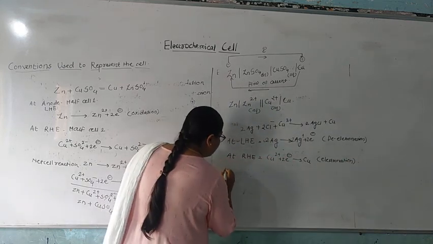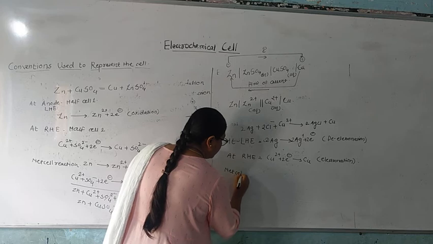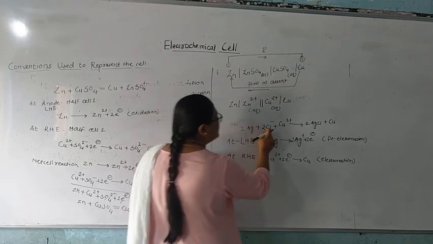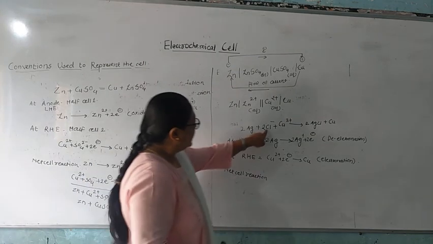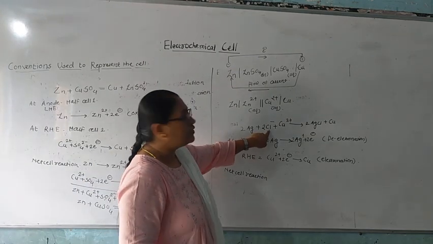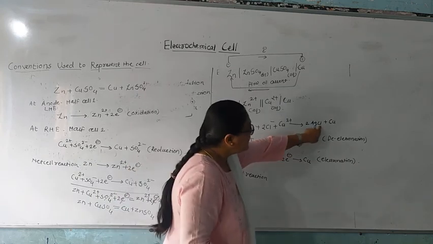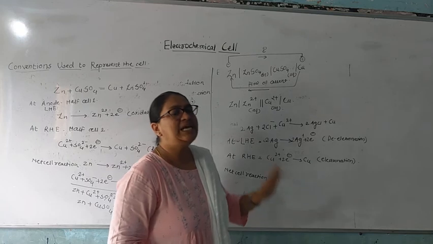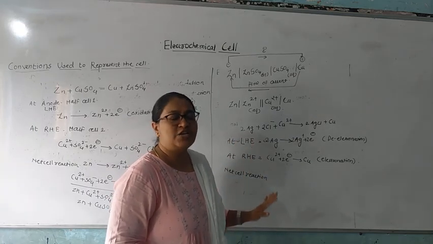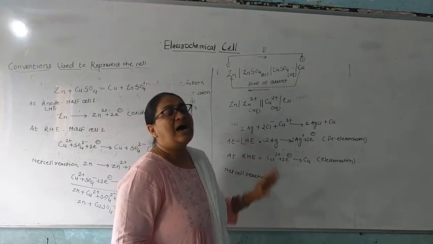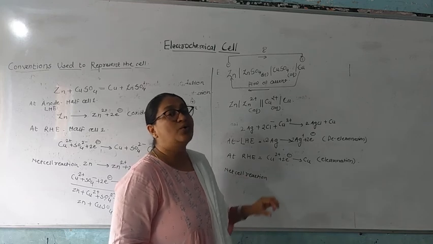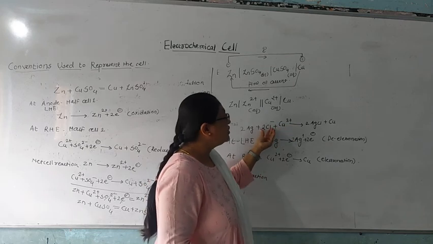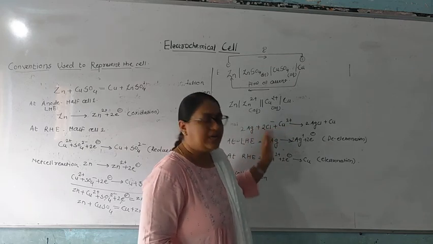Now, net cell reaction. Now here 2Cl minus are given. The oxidation state of chloride here is 1 minus, and here how much is it? Again 1 minus. That means here chlorine is neither undergoing oxidation nor reduction. Our main metals that are undergoing oxidation and reduction are silver and copper. This is not oxidizing or reducing.